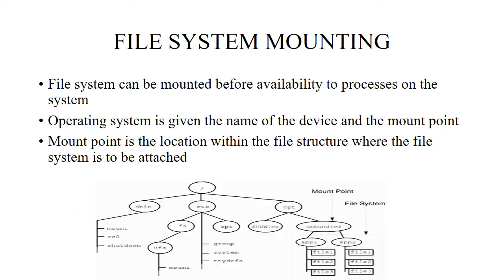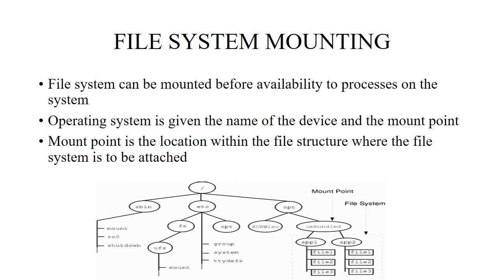Next comes file system mounting. Mounting means we are keeping a file system on another file system. A file system can be mounted before it is made available to processes on the system. Here the operating system is given the name of the device and the mount point. Suppose there is a file system and we want to insert it into some other directory. We have to take permission from the operating system: which device we are going to insert, and what the mount point is, the particular location where we are going to insert that data. The mount point is the location within the file structure where the file system is to be attached.